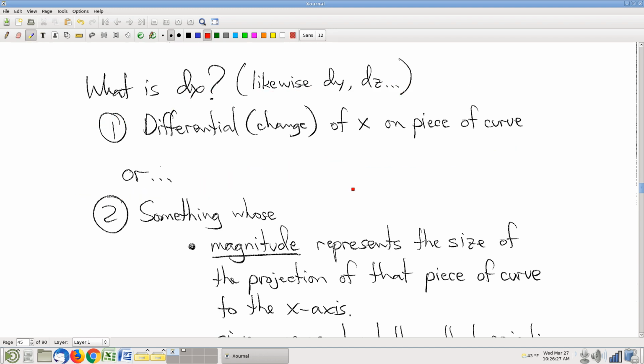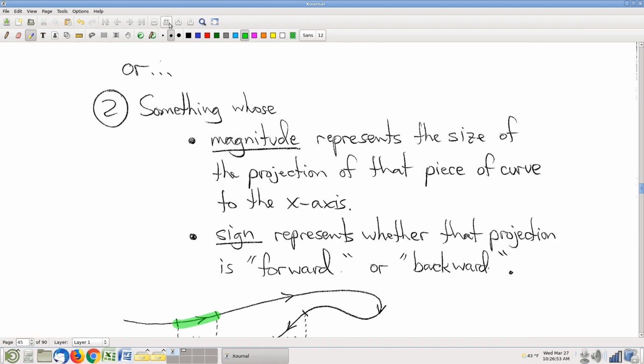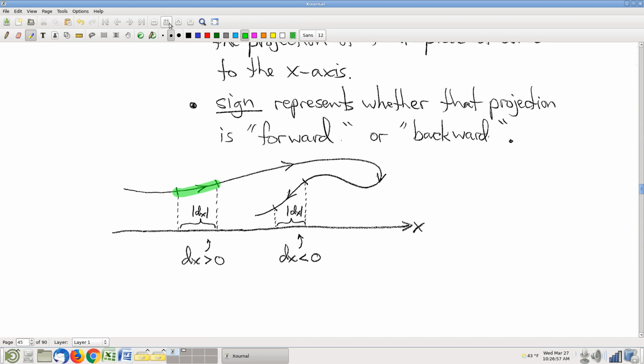Here's the other point of view, and don't ask yourself right now why you would want to do this. I haven't given you enough information to expect why you'd want to. But just recognize that the following is equivalent. Suppose you were to look at your piece of curve, this little piece of curve here, and let me zoom in so I can see better. Take that little piece of curve and suppose you were to project that piece of curve down to the x-axis. Projecting that little piece of curve down to the x-axis, you would get a shadow, you might say, down here, of a certain size. I'm going to call that the absolute value of dx.